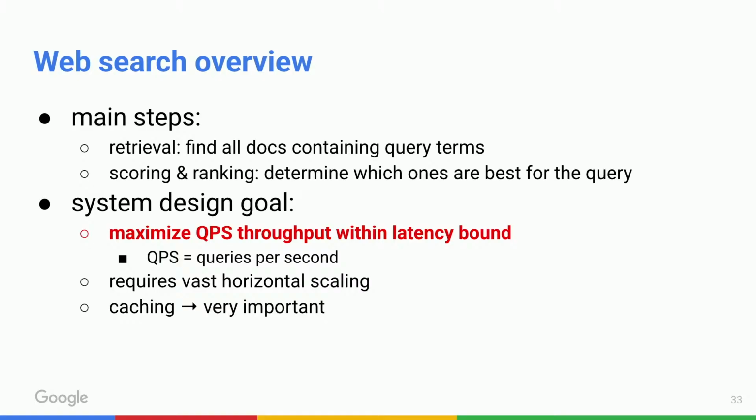What are we trying to do? We're trying to maximize the total throughput. QPS is shorthand for queries per second. We care a lot about latency, so we want to keep everything within some latency bound. And to do this, you have to have vast horizontal scaling, right? We have many data centers that are doing this. Your query goes to one of them. Within that, there's many, many, many machines that are working on it.